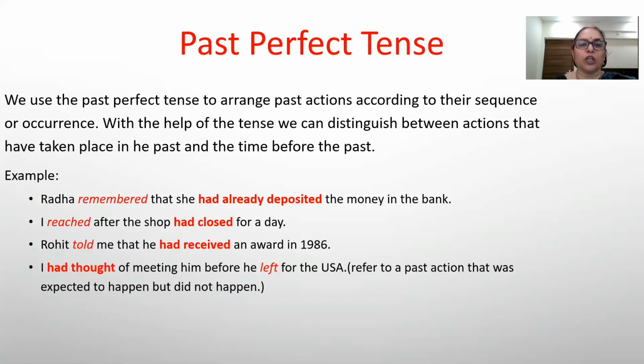I had thought of meeting him before he left for USA. So in these two things, he thought of meeting him. That was, he thought first, and by the time he left there. So these refer to a past action that was expected to happen but did not happen. Okay, this is the one where you have to write when two tenses are being given there.